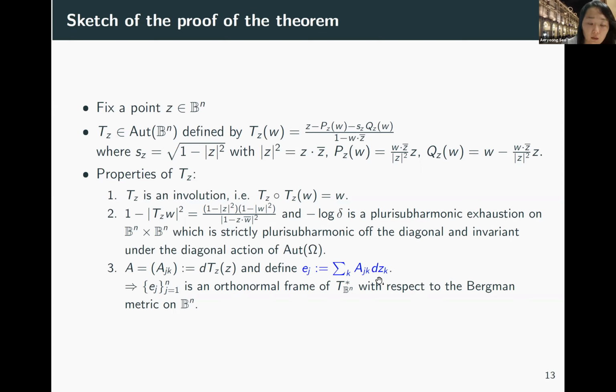So with this automorphism, we are going to take a very special orthonormal frame given by this. Let's consider the differential of T_z and evaluate this at z. Then using the global coordinates of the unit ball, we can have the matrix. And then we define e_j by like this. Then we can show that this e_j gives an orthonormal frame of the cotangent bundle with respect to the Bergman metric.